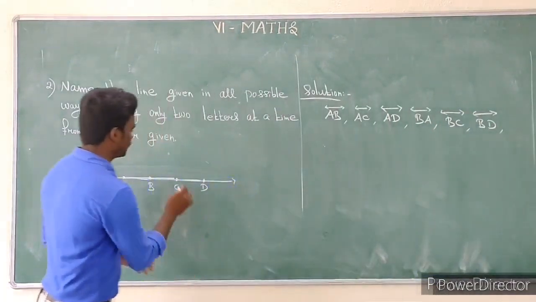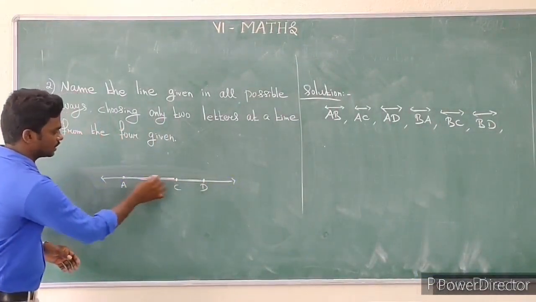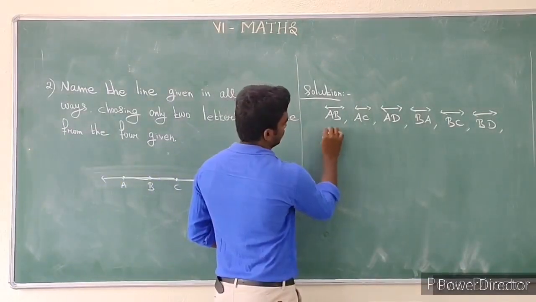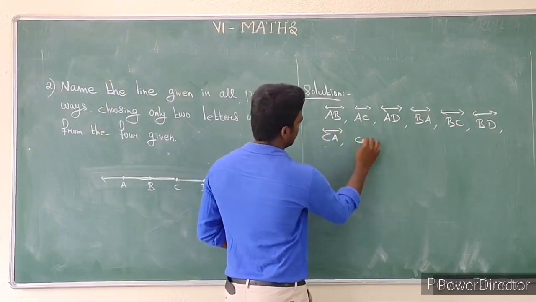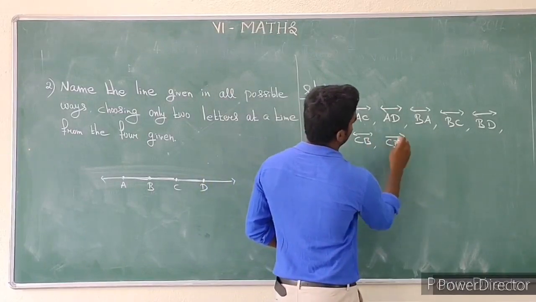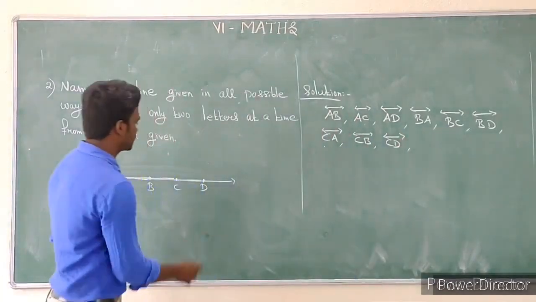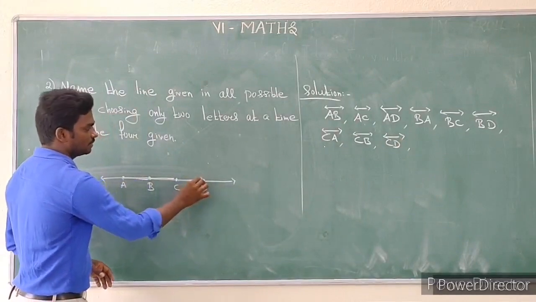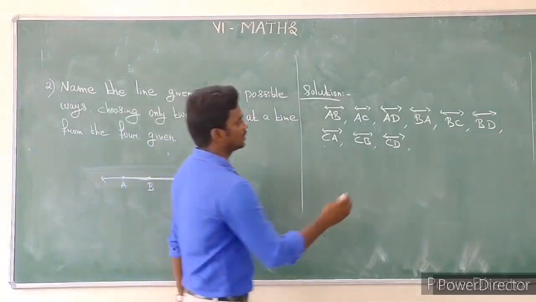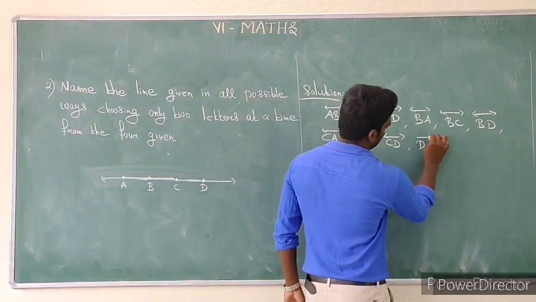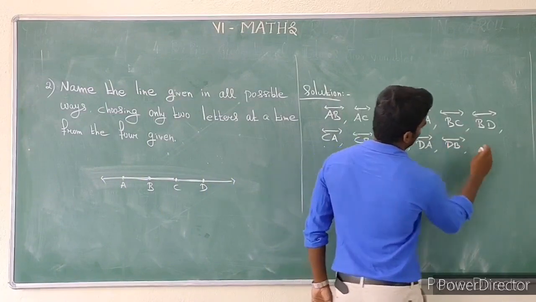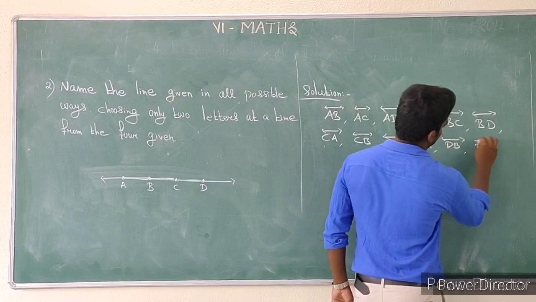Next we start from C. We can write C to A, C to B, C to D: line CA, line CB, and line CD. Next condition, we start from D. Starting from D we can move DA, then DB, then DC. DA is a line. Next, DB is a line. DC is a line.